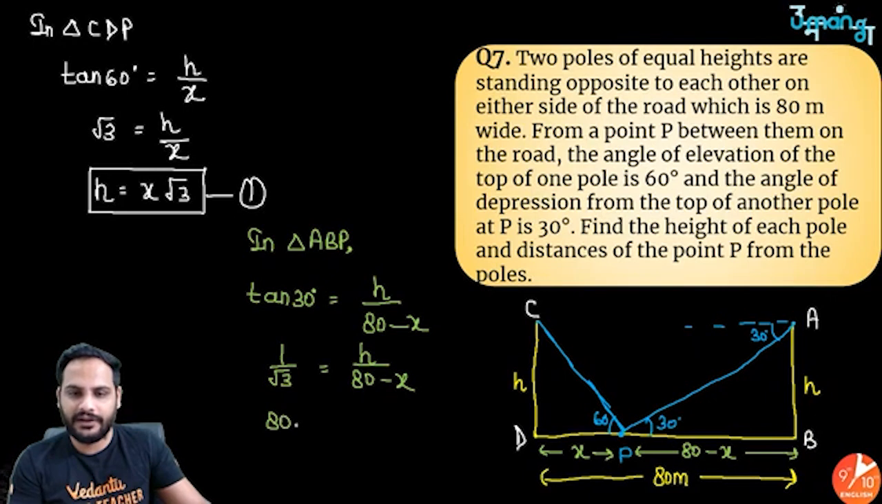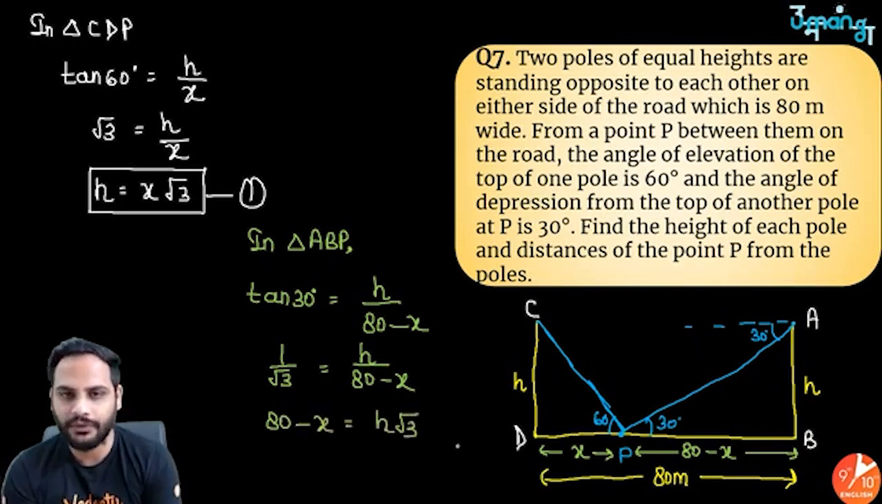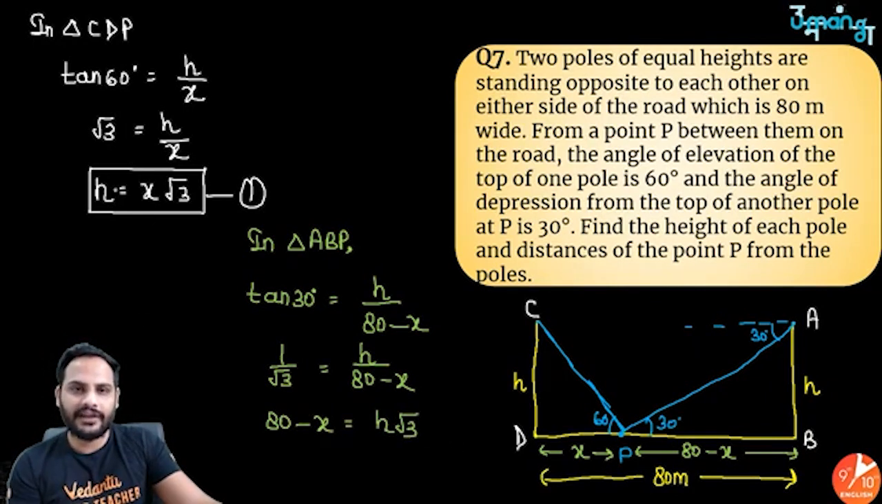Cross multiply, so 80 minus x is equal to h root 3. Now I know what h is. h is equal to x root 3. So let us replace that value.